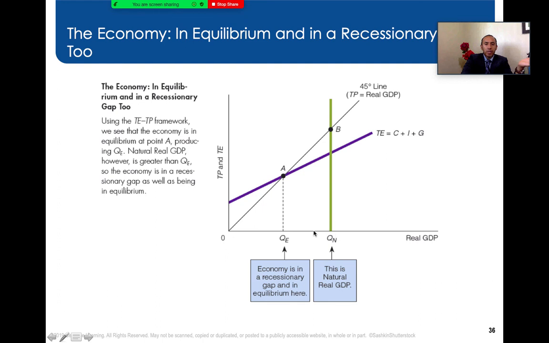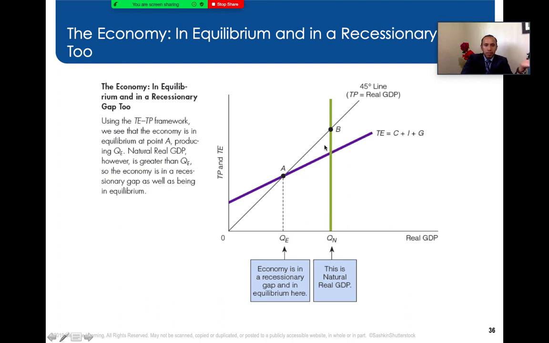below natural abilities. So the economy is in what we call a recession. In a recession, the natural ability of the economy is to produce at point B, so a little bit higher, but it's underproducing and is actually in a recession. The economy is in equilibrium at point A, which is a low equilibrium. The economy is producing output that is closer to zero, and it's below the natural abilities. The natural level of GDP is greater than the actual level of output produced.